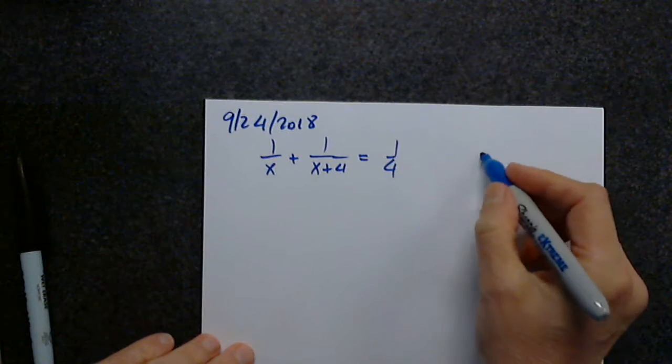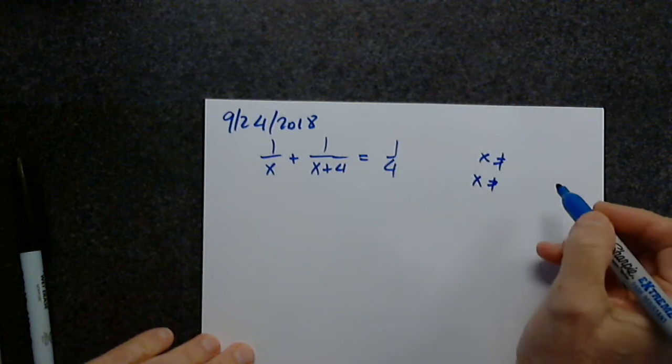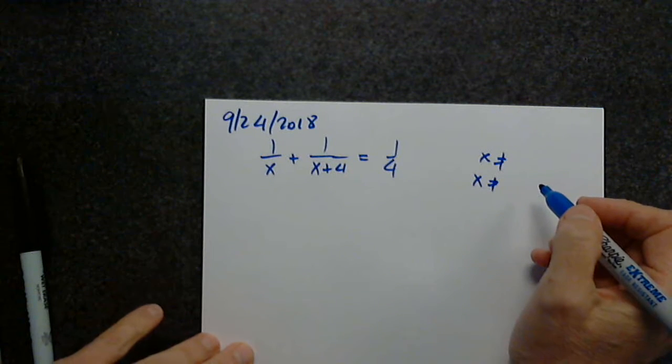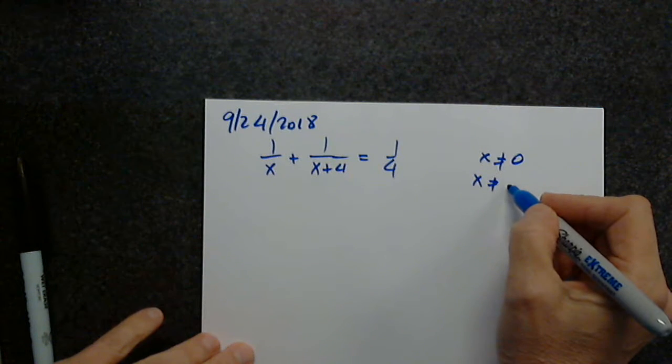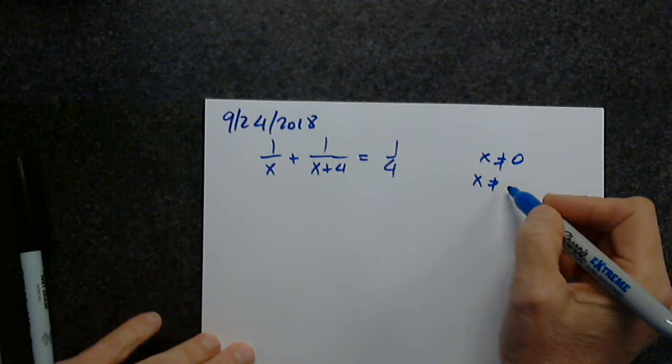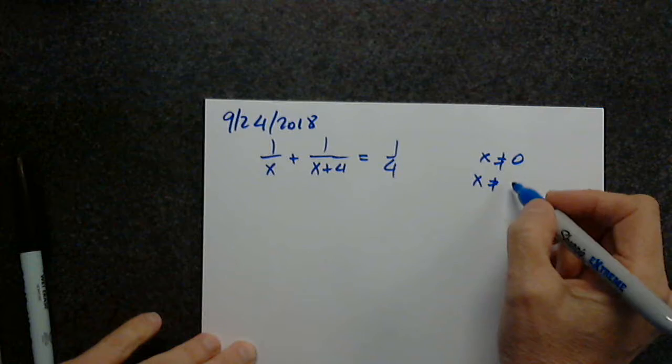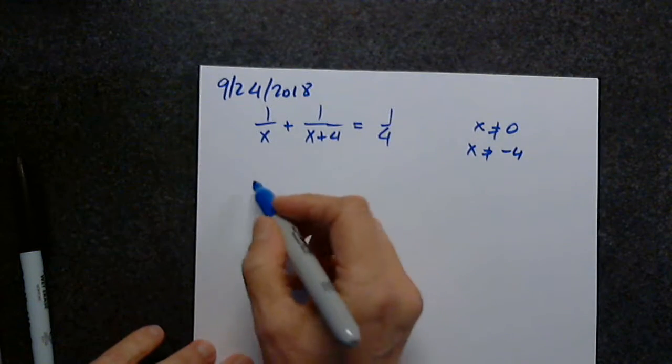Very good. So I have two restrictions. x plus 0, x plus 4, x plus 4 should not be 0, right? Correct? So x does not equal 0 or negative 4. I move everything to one side.